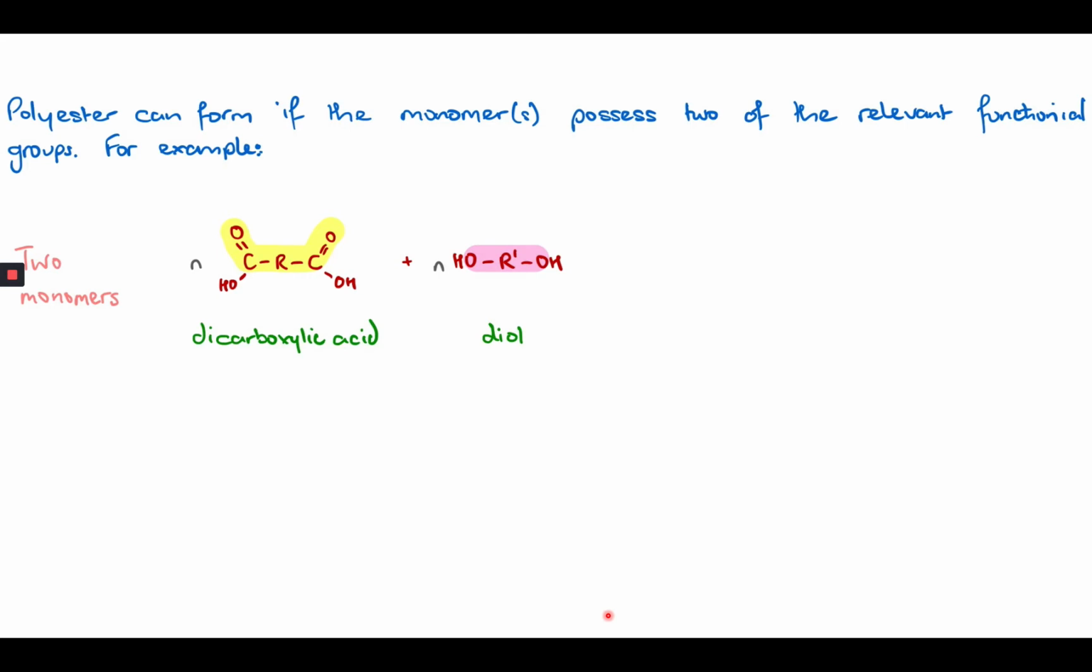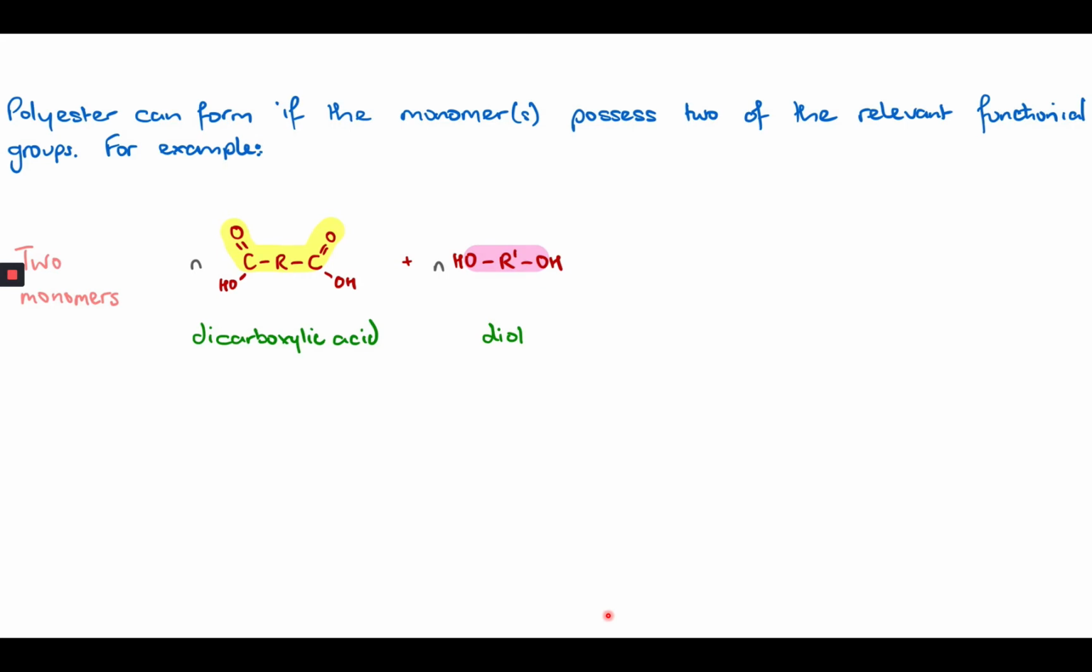So we've got a molecule on the left there with 2 carboxylic acid groups, a molecule on the right with 2 alcohol groups. So we've got a dicarboxylic acid and a diol. We've got that letter n, as we've had with addition polymers. So that n represents a large number.